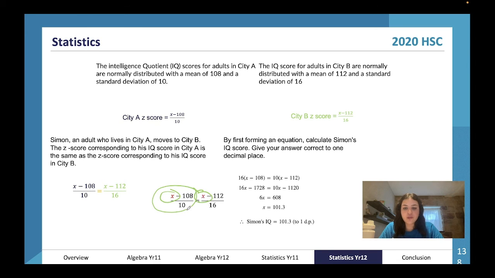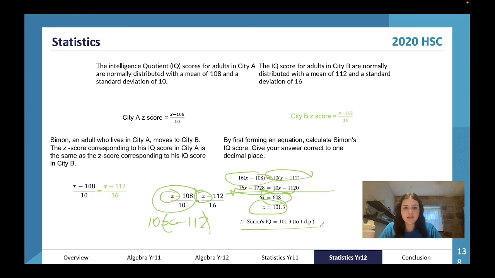So we're going to turn it into 2 equations by cross multiplying: 10 times x minus 112 on this side, and then 16 times x minus 108. And we're going to create 2 equations. And now we just need to move each part of the equation over. So we subtract 1120 from 1728, 608. We get 6x, and we subtract 10x from 16x. 6x equals 608. X equals 101.3. So Simon's IQ had to be 101.3.